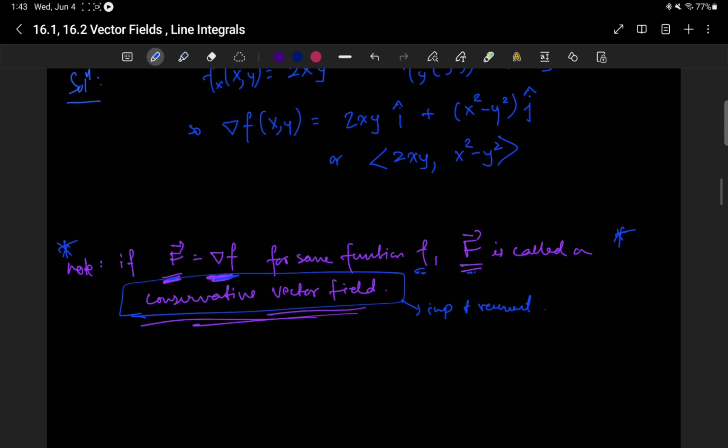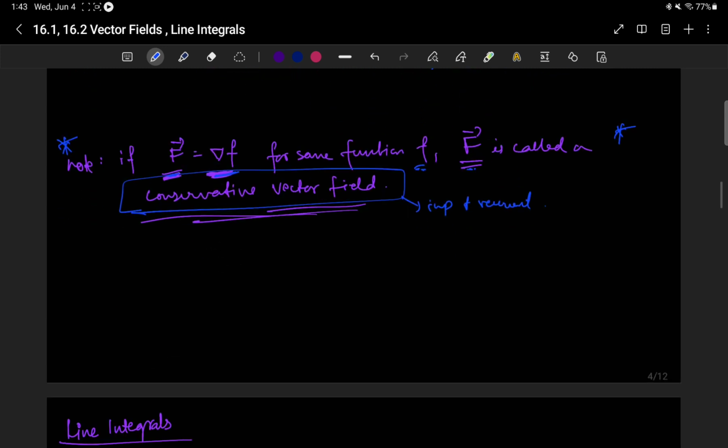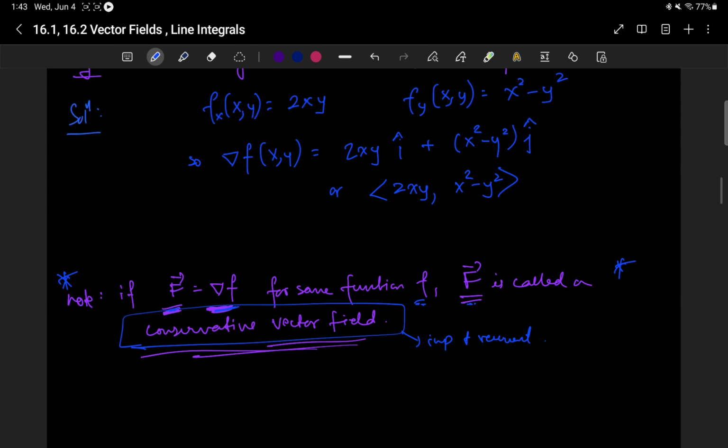That brings us to end of vector field discussion. In the following videos, since we've already done derivatives of vector functions, now we're going to look at integrals of vector functions. And the first integral that we're going to look at is called the line integral.